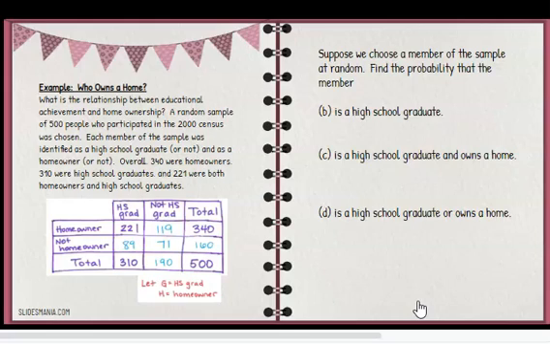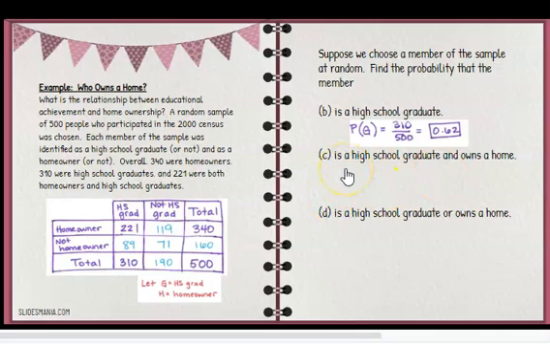Okay, so looking at this, we're going to take that table from the previous slide, and I'm just going to let G represent high school grad and H represent homeowner for abbreviation purposes as we go along. So the question says, suppose we choose a member of the sample at random. Find the probability that the member is a high school graduate. All right, high school graduate is a column right here. So all I have to do is look at the totals. So probability of graduate is 310 out of my table total of 500, and it's 0.62.